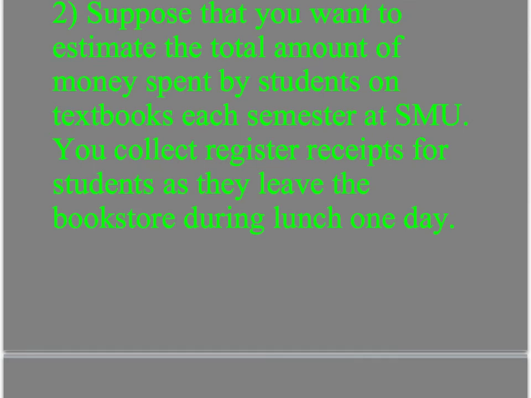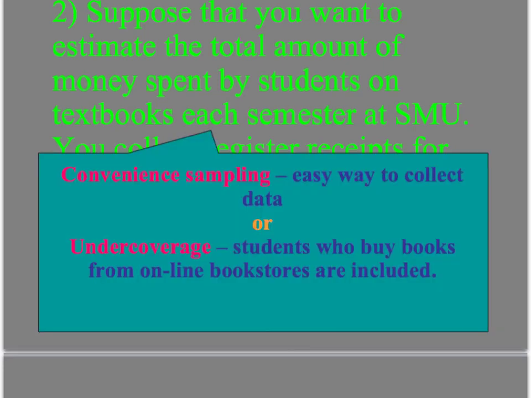And our next one, suppose that you want to estimate the total amount of money spent by students on textbooks each semester at Southern Methodist University. You collect register receipts for students as they leave the bookstore during lunch one day. So which source of bias would fit this situation? We get to attribute the sources of bias as convenience sampling because it's easy for you to stand there and collect receipts from everybody that walks out, or also undercoverage because students who buy books from online bookstores are not included.